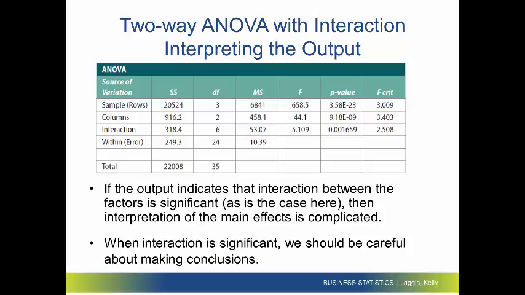The significant interaction means that the average annual income across the different education levels is higher in some employment fields than in others. If the interaction is not significant, then we can more easily interpret the main effects. Okay, that's two-way ANOVA.